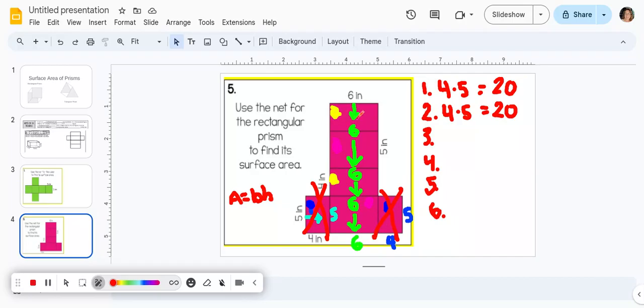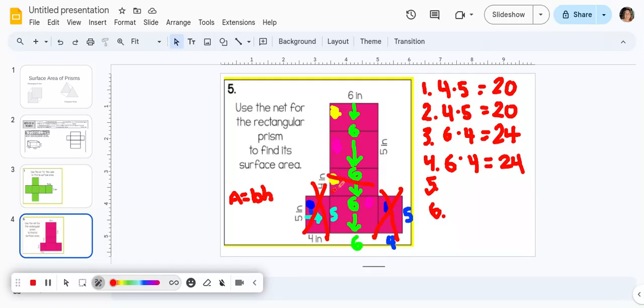Okay, so now let's go to the yellow shapes. Well, I have a 6. Oh, well, look at here. I have a base of 6 and a height of 4. So 6 times 4 equals 24. But remember, I know my yellow shapes are equal. They're the same. So I have to do 6 times 4 again. So 6 times 4 equals 24.